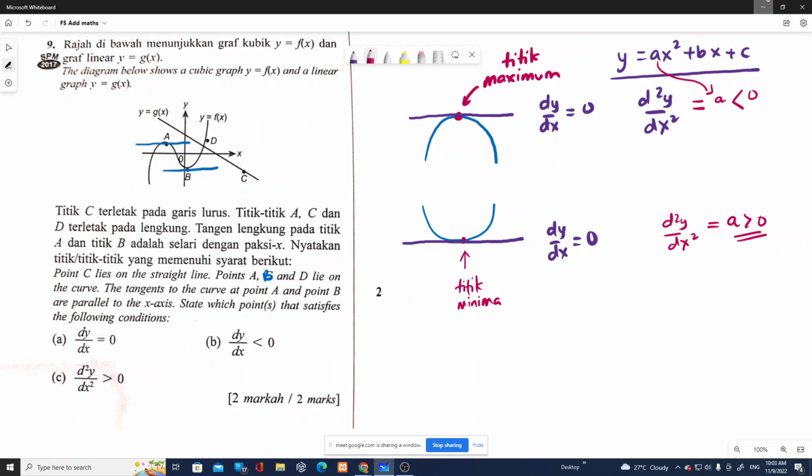So for the answer, state which points satisfy the following condition. For a, dy over dx equals 0, the answer will be point A and point B. Okay, that's the answer. And for the positive one, that would be your B answer, because that's a titik minima. Understand? Yeah. Okay, what about for B? For B, the gradient is a negative gradient, less than 0. So the answer is C.